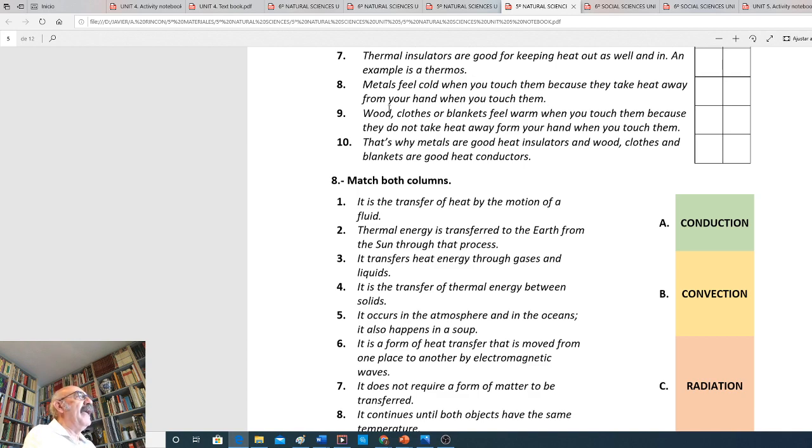Good. Number 9. Wood, clothes or blankets feel warm when you touch them because they don't take heat away from your hand when you touch them. What do you think? It's true. And finally, number 10. That's why metals are good heat insulators, and wood, clothes, and blankets are good heat conductors. Do you agree with that? No way. The opposite is true. Very good.